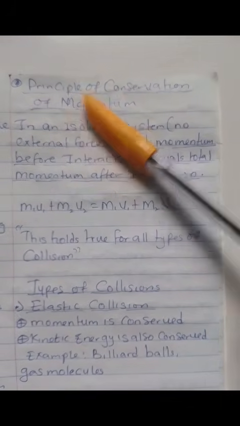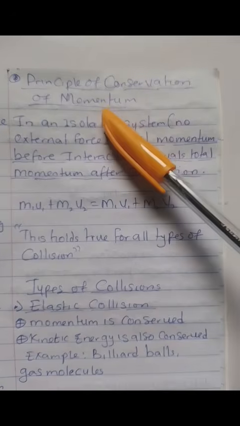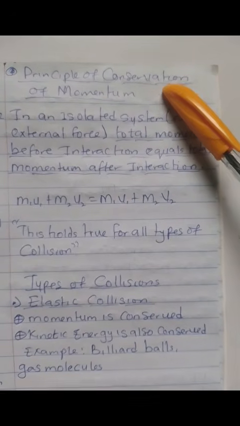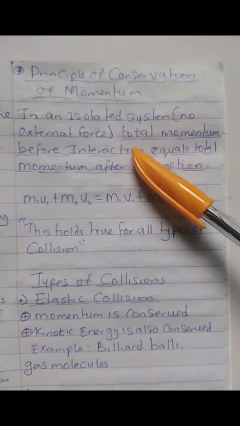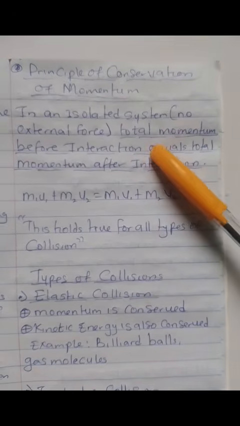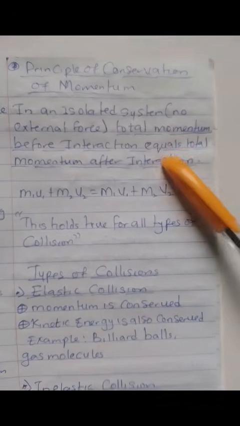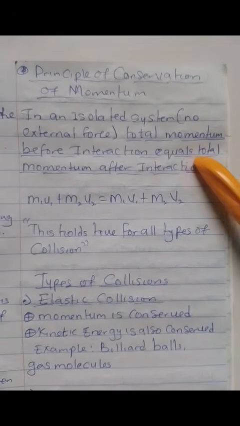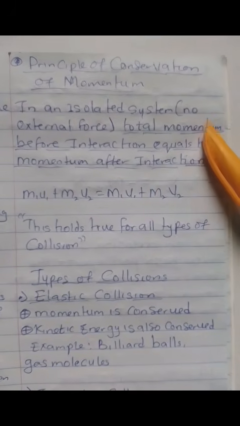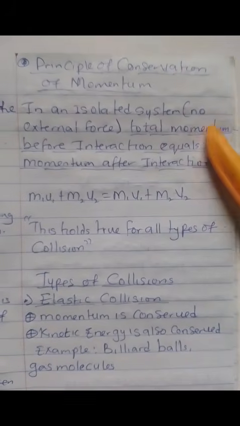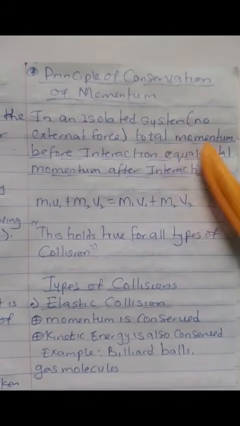Talking about what refers to as the principle of conservation of momentum. It says that in an isolated system, that is, a system having no external force, the total momentum before the interaction equals the total momentum after the interaction. So after the collision, the total momentum before will be equal to the total momentum after.